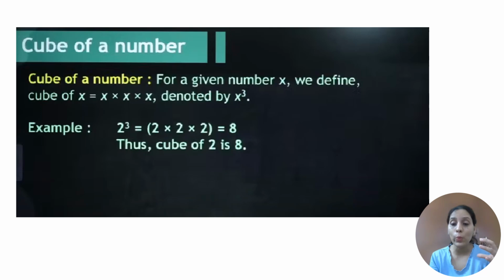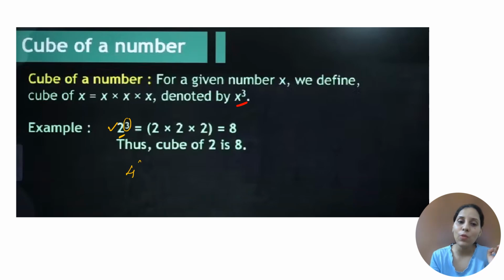Cube means power 3, squares means power 2, cubes is power 3. So for any given number x, we define the cube of x as x into x into x, denoted by x cube. So what is the cube of any number? Let us take 2 cube. The power is 3, that means 2 is repeated 3 times. That is cube: 2 into 2 into 2. So to find the cube of any number, you just need to multiply the same number 3 times and you end up having the cube.